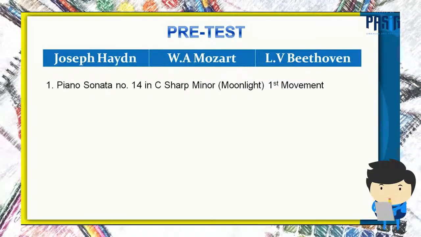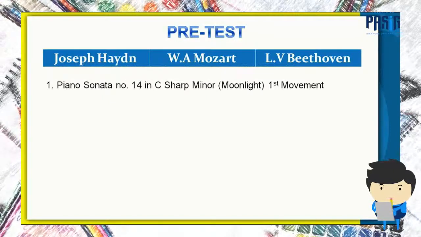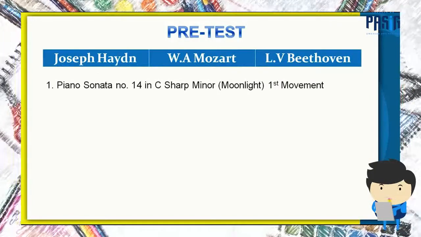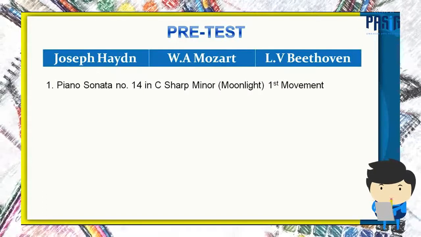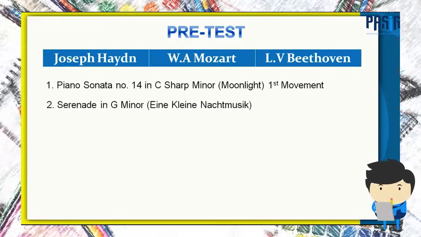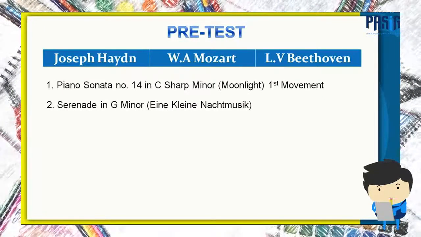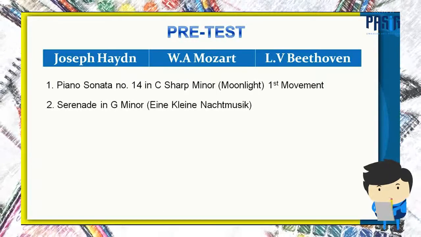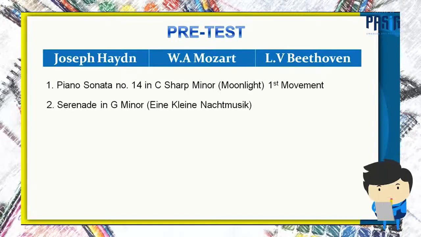Number 1. Who created Piano Sonata number 14 in C sharp minor, known as the Moonlight Sonata First Movement? Let's go now to number 2. Who created Serenade in G major, known as Eine kleine Nachtmusik? This is a German word. Let's proceed now to number 3.